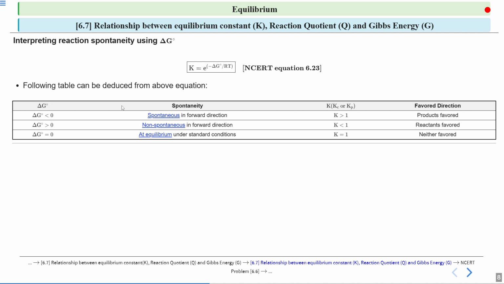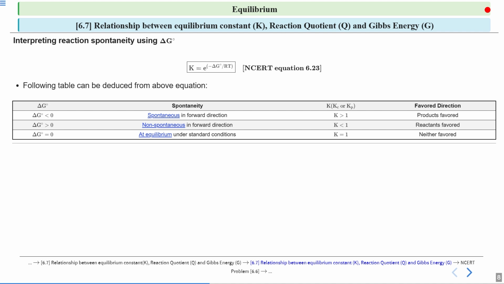Now what can be implied on the spontaneity? If you see on the favored direction, you can see that K value is greater than 1 now. That means your product's concentration is more as compared to the reactant's concentration. That is the only way you can keep the K value greater than 1, right? So you can also say that product is much more favored. And if product is much more favored, that means the reaction is going more in the forward direction. This is the only way you can get more product formation. Similarly, if your reactant is favored, that means your reaction is much more approachable towards the backward direction. So it is non-spontaneous in the forward direction.